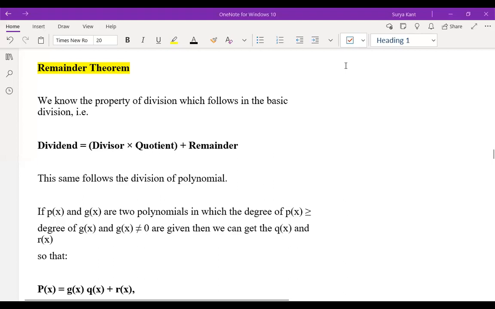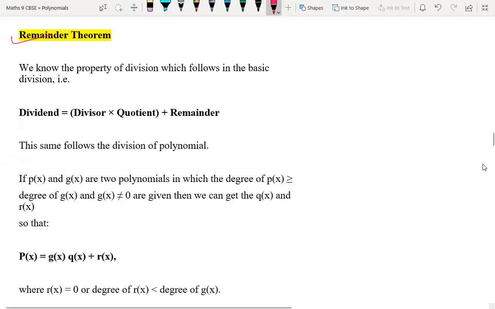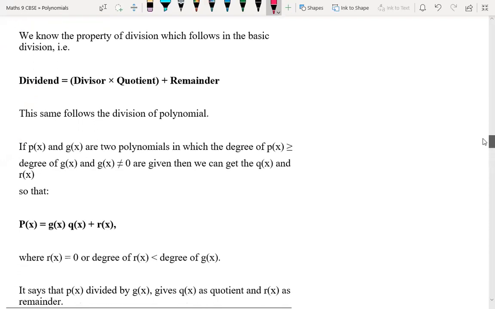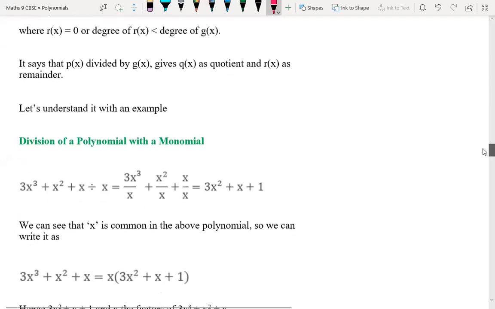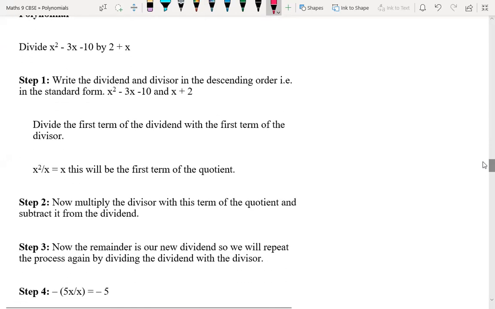This one everyone knows, that is, dividend is equal to divisor into quotient plus remainder. So this remainder theorem, I am going to tell you by the help of an example directly. I'm just taking an example. Suppose I take an example of this one.